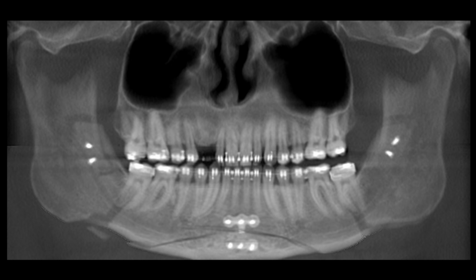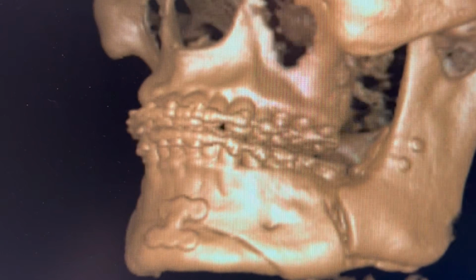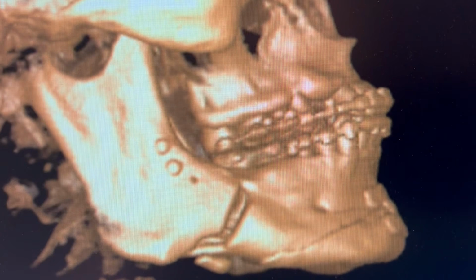Here is the post-op cone beam CT and I'm thrilled how everything looks. The 3D reconstruction confirms excellent alignment of both the mandibular segments and the genioplasty. The occlusion is stable and facial symmetry has been achieved.